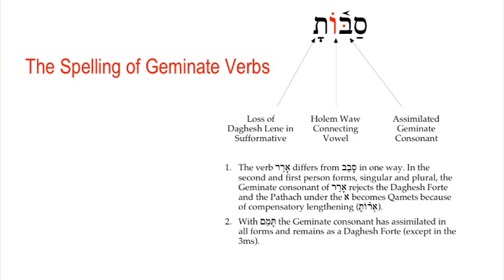Finally, you'll notice, like the third aleph and the third he categories, when you have a connecting vowel like this, you will lose the dagesh lene in the perfect sufformative because the tav is immediately preceded by a vowel sound. Once again, the assimilated geminate consonant reappearing as a dagesh forte and the holem waw connecting vowel will accurately identify these forms as belonging to the weak verb geminate class in every instance.